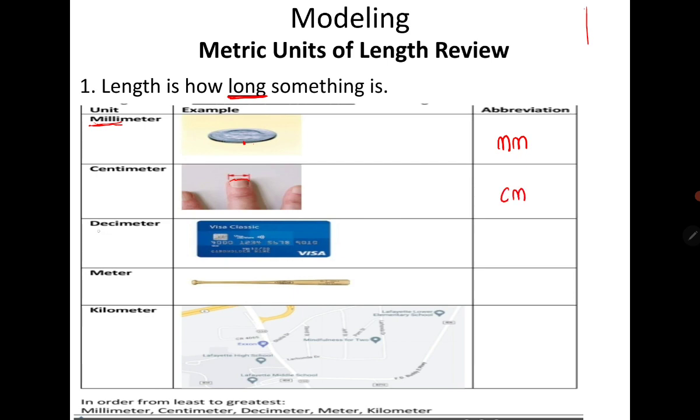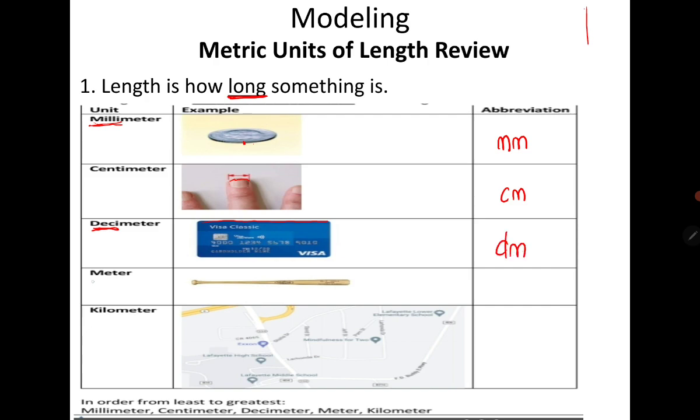The next largest unit of measurement is the decimeter. And so deci means 10. And so the decimeter is 10 centimeters. And so it's bigger than a centimeter. And it's about the length of a credit card. And the abbreviation for decimeter is dm.